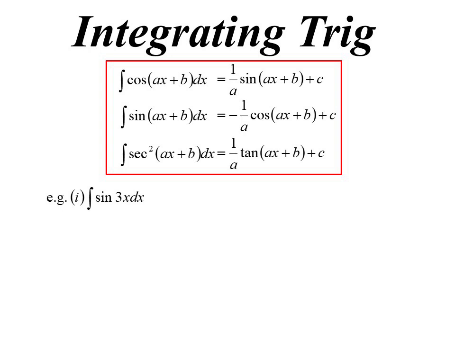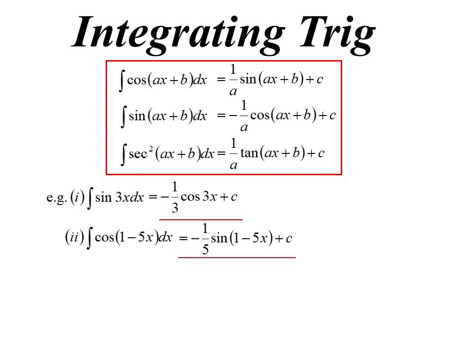The integral of sine 3x then. Well, 3x is a linear function, so it's not an issue. Sine goes to negative cos, so minus 1/3 cos 3x. Cos of 1 minus 5x, well, cos goes to sine. The coefficient of x in this case is negative, so we still do get a negative with this one. We get negative 1/5 sine, and the angle doesn't change.